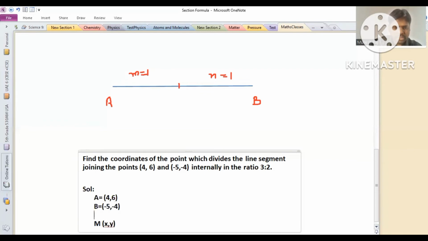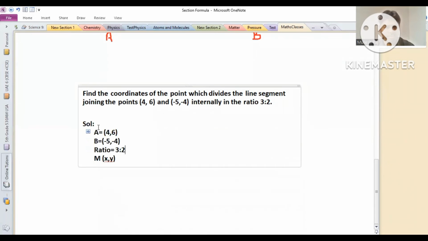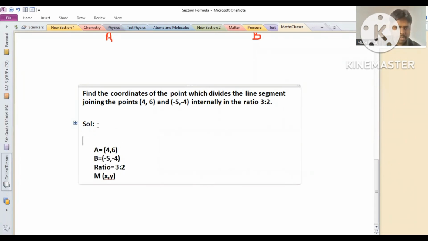The ratio in which it has been divided is equal to 3:2. Fine friends. So this is the given. In the solution we are just going to focus on the given. First we will write down the given parameters from the question.